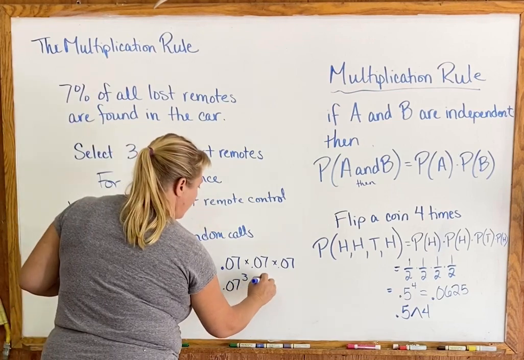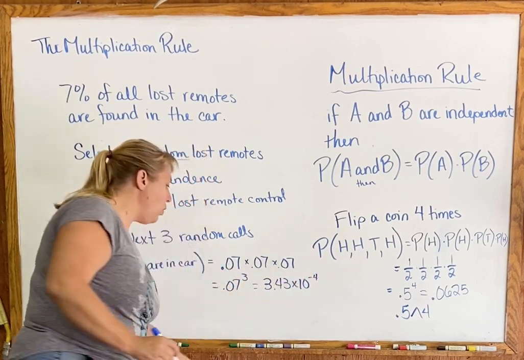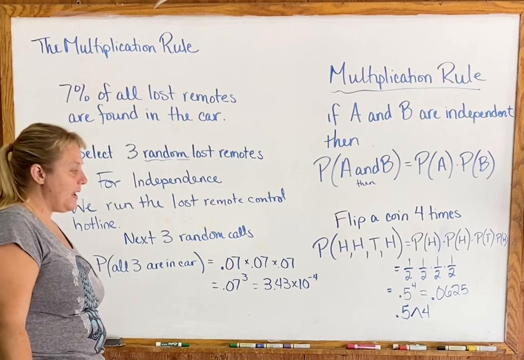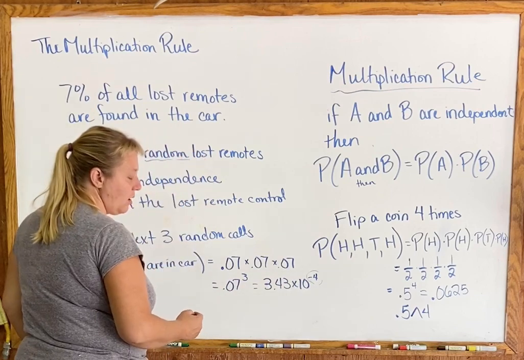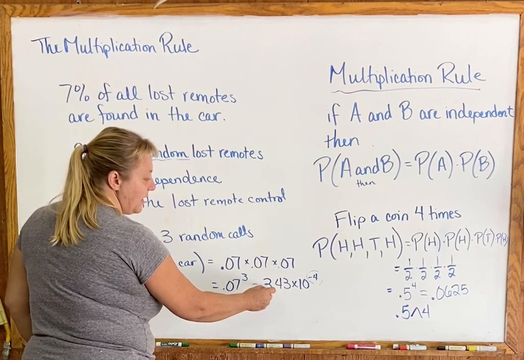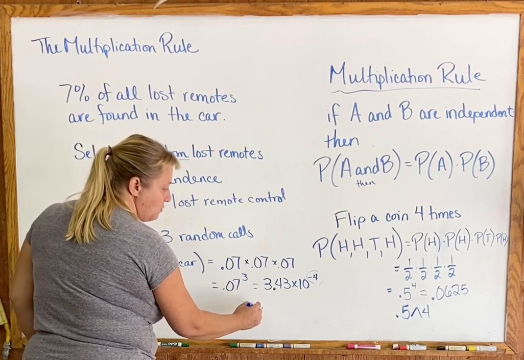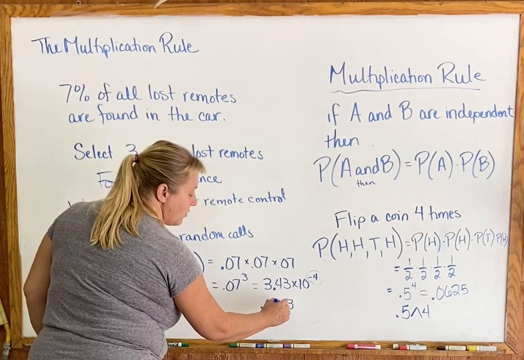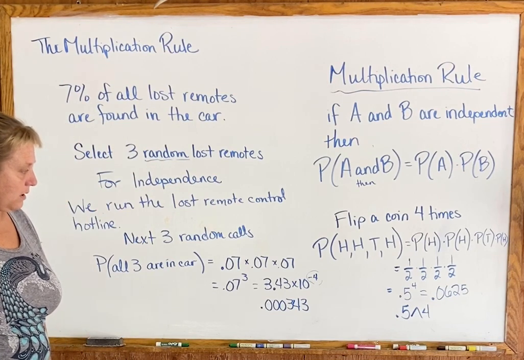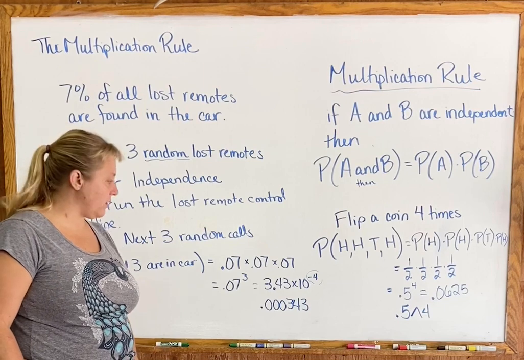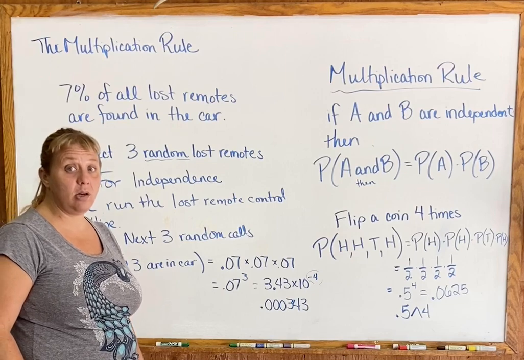Now, we get something that looks like this in our calculator. So what happens is probabilities are starting to get small, and so we start to go to scientific notation. Now, the thing to remember is that that exponent tells you how many decimal places there are to the left. So there are going to be 4 decimal places, which means there's going to be 3 zeros and then a 3, 4, 3. Okay. So the probability that all 3 remote controls are in the car is 0.000343.